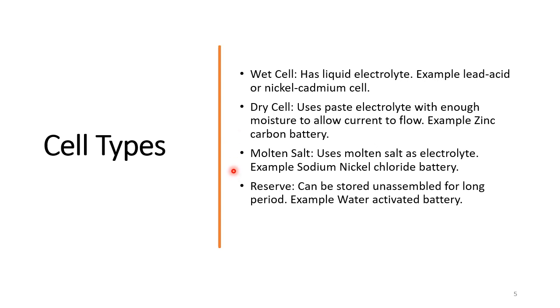Molten salt uses molten salt as an electrolyte. They can be primary or secondary type and operate at high temperature. Sodium nickel chloride batteries fall in this category. Reserve batteries can be assembled and stored for a long period. Electrolyte artillery fuses can be activated by firing a gun. A water activated battery is a type of reserve battery.